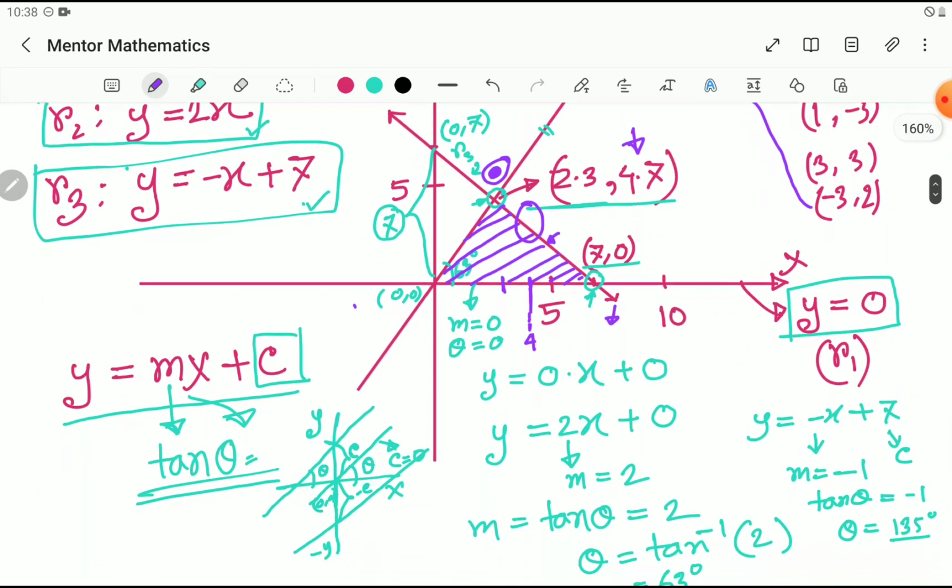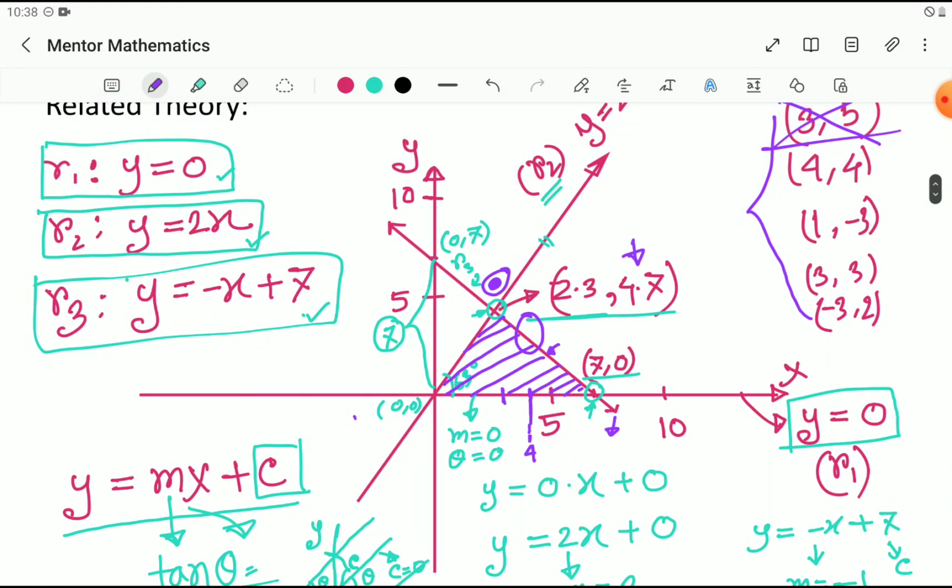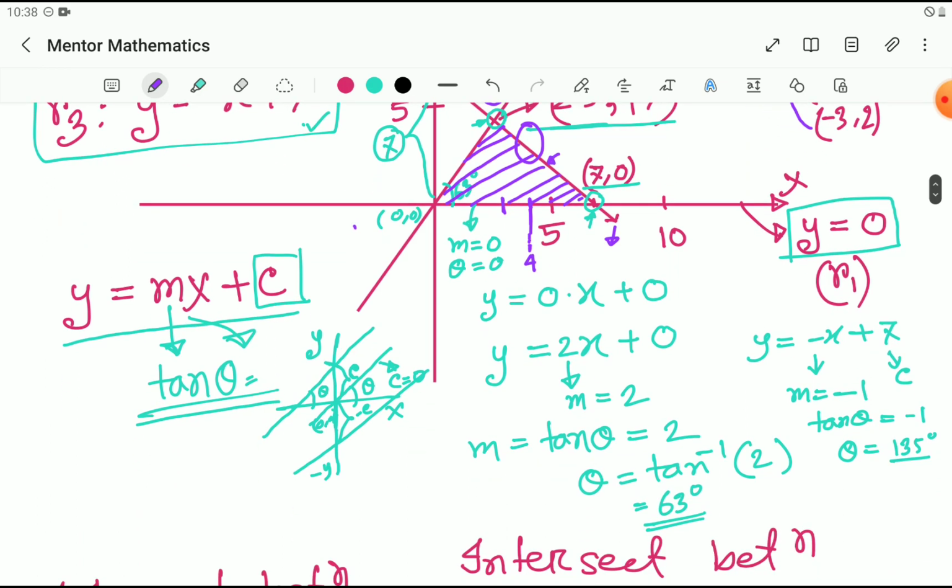So R3 is given by, okay, I'm writing here, R3 is given by y equal to minus x plus 7. So when x equal to 4, then what is the value of y? We find it is 3.